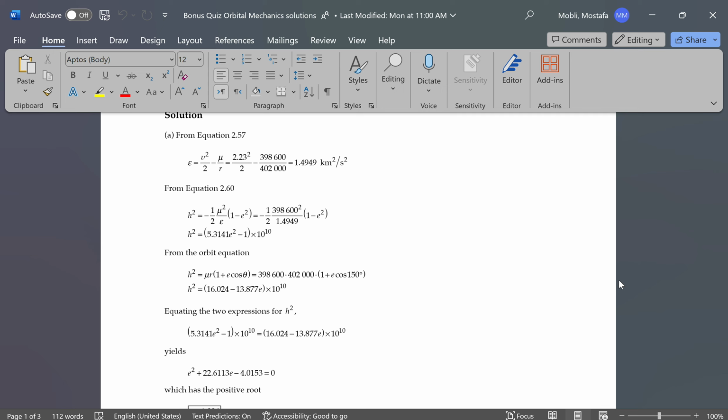So what Allen is saying is that we have to replace it with VR plus V azimuthal squared, V squared. Okay, and what are the equations for these? This is H squared divided by R squared, right? And this is going to be mu divided by H, 1 plus E sine of theta, right? Whole thing is squared.